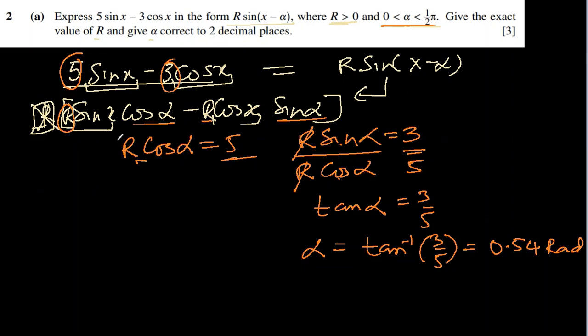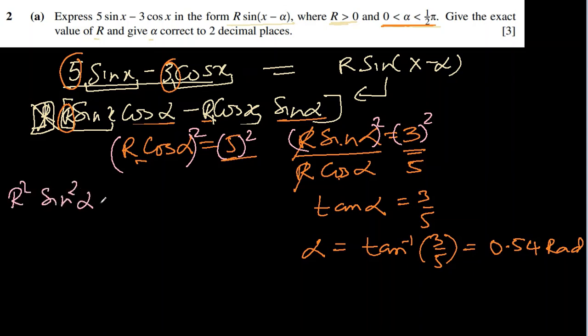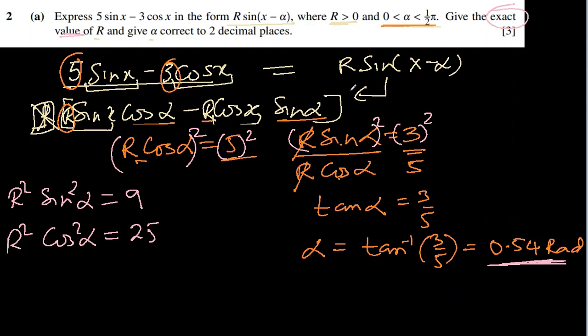For that, let's do one thing. We square this equation both sides and this equation both sides, the one we had originally. So let me write them here. So r square sin square alpha equal to 9, and r square cos square alpha equal to 5 square, 25. I could have simply put this angle into one of these equations and gotten r, but since they said that we want the exact value, we wouldn't get an exact value because 0.54 is a rounded off decimal. So we have to do it this way.